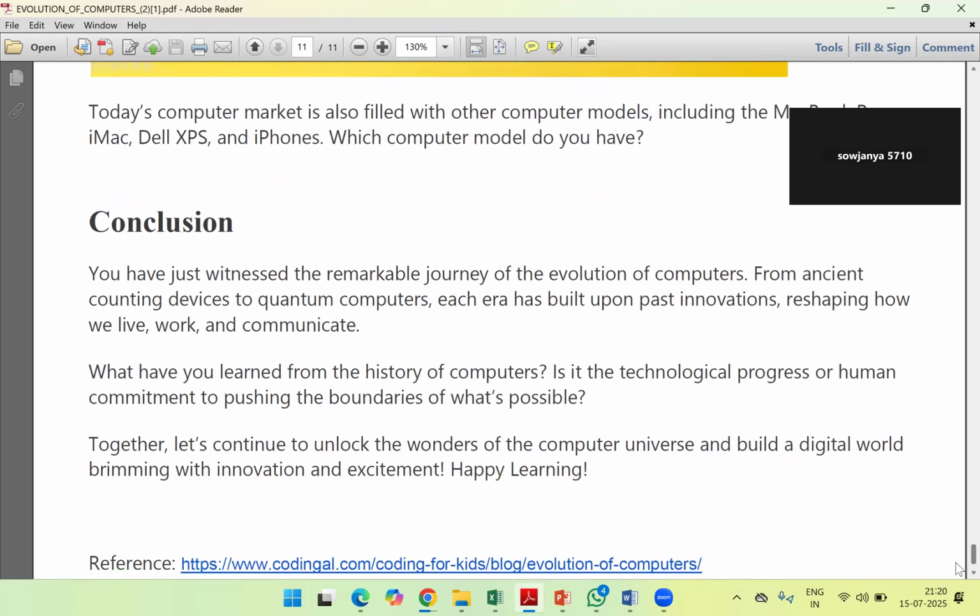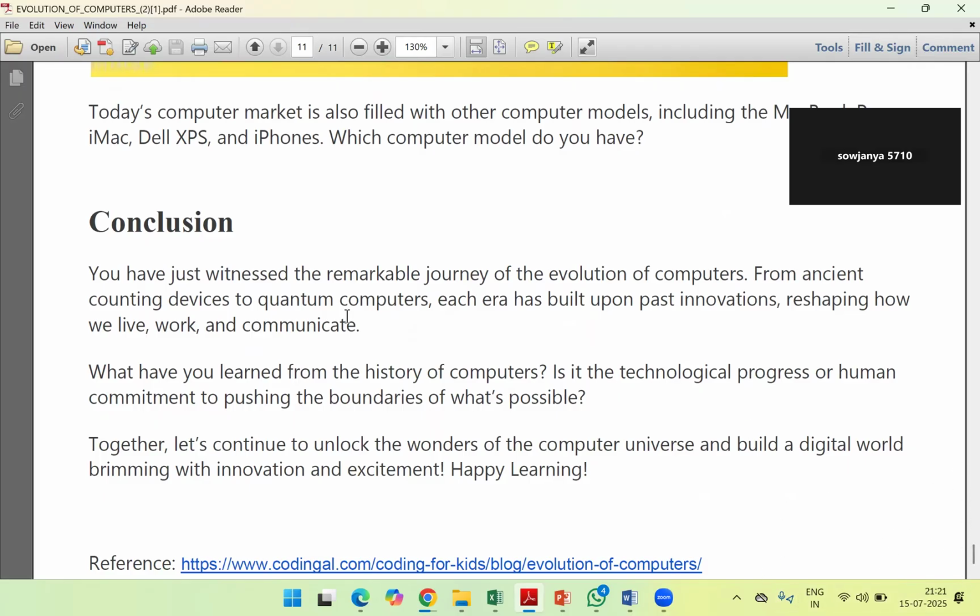You have just witnessed the remarkable journey of the evolution of computers from ancient counting devices to quantum computers. Each era was built upon past innovations, reshaping how we live, work, and communicate, right? So, what have you learned from the history of computers? Is it the technological progress or human commitment to pushing the boundaries of what's possible? Together, let's continue to unlock the wonders of the computer universe and build a digital world brimming with innovation and excitement. Happy learning.